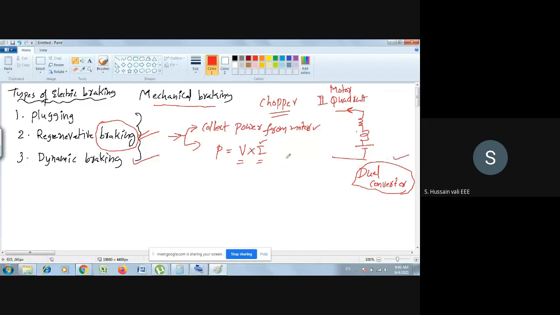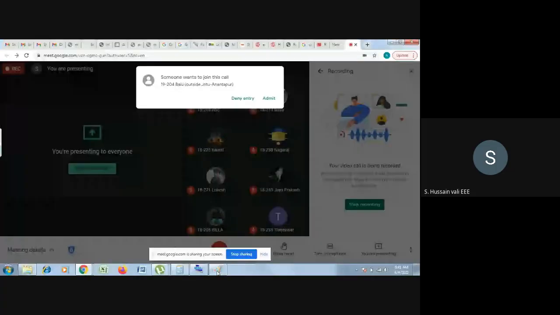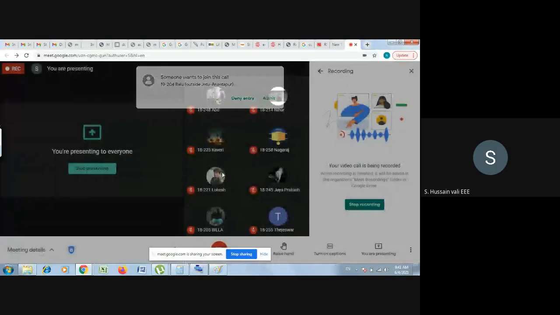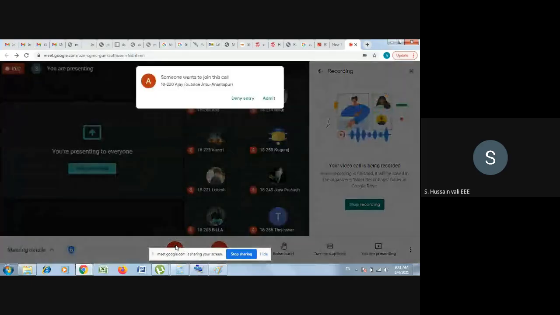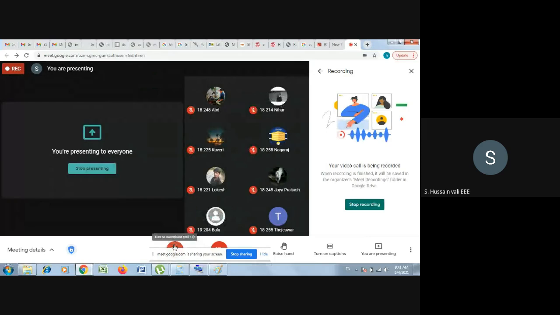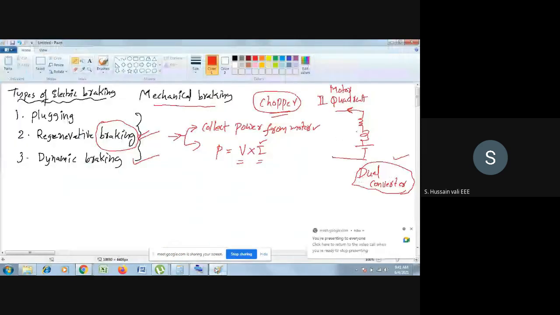So first we will see this. I'm just telling you how you implement it, either using the chopper or using the dual converter. What exactly you are doing there is that you reverse the current. When you reverse the current, the power becomes negative. When the power is negative, the load gives the power back to the source. So that is how you do that.